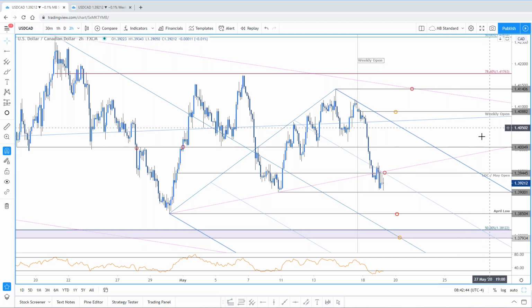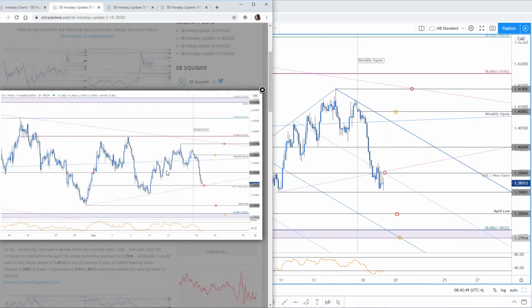Any questions on Looney? No change to any of those levels. The only level not highlighted here in this chart, guys, is just the monthly opening range low, the objective low at 39. So keep your eye on that.